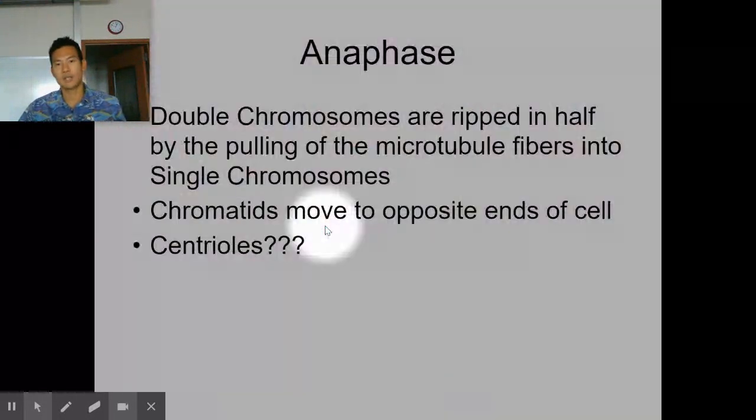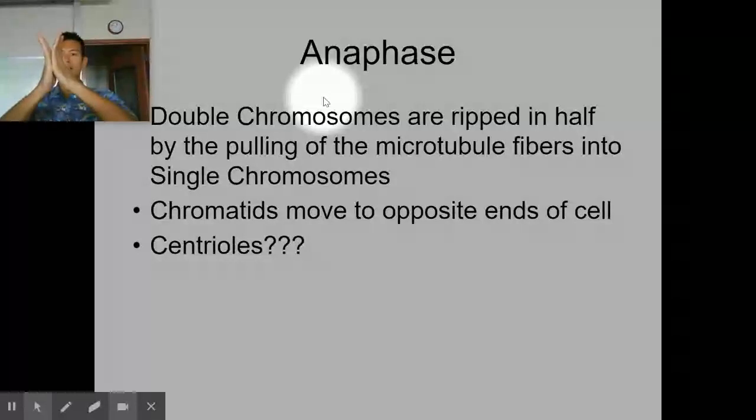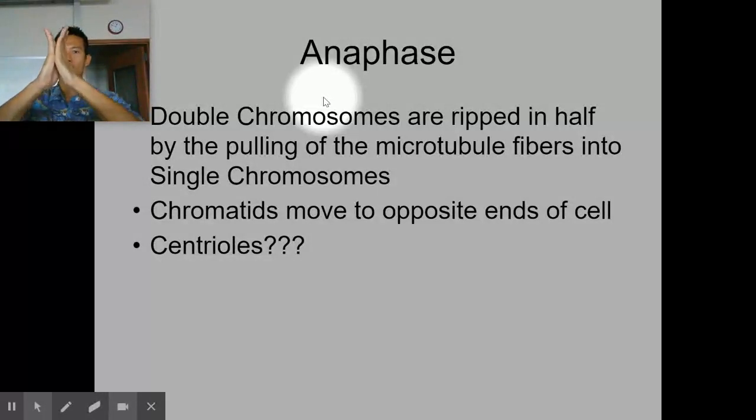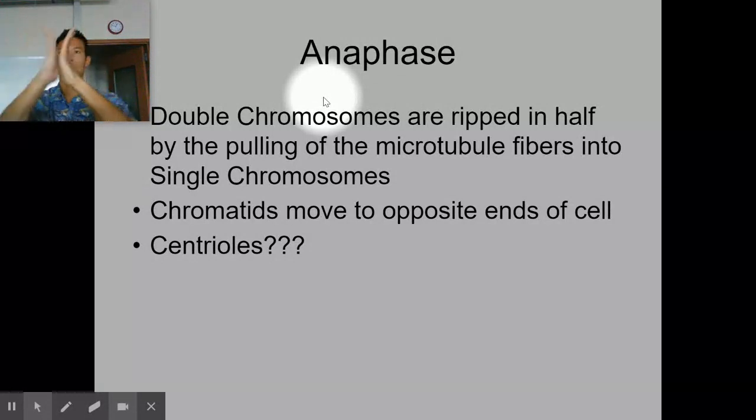Your next phase is called anaphase. The thing is, metaphase is very short. Prophase is kind of long, metaphase is kind of short, and anaphase is pretty long as well. As soon as the X-shaped double chromosomes have been ripped apart into single chromosomes, you get it? Single chromosome, double chromosome. Once they've been ripped apart into single chromosomes, that's the beginning of anaphase.